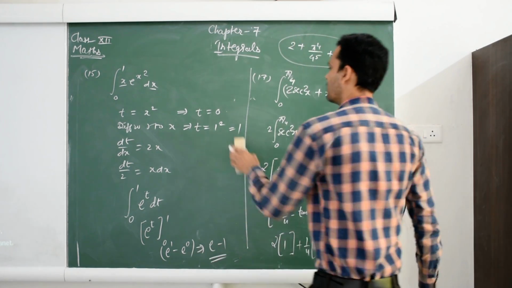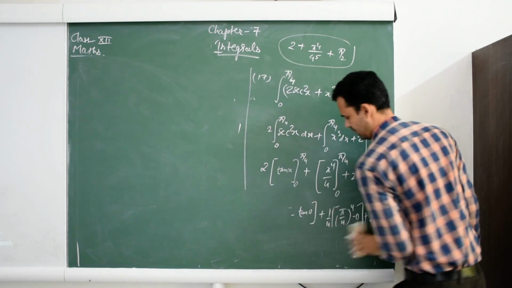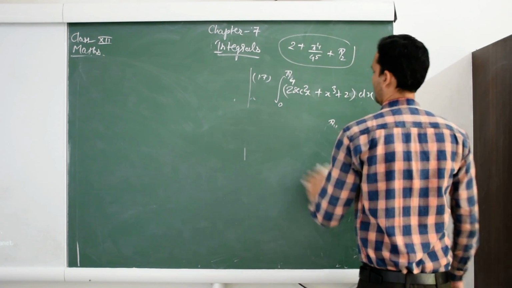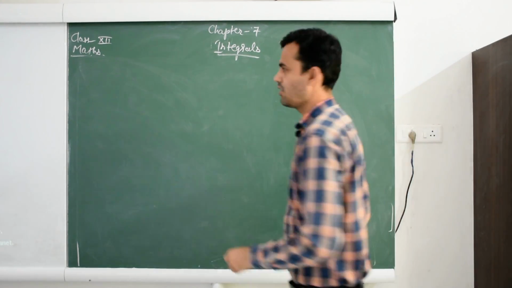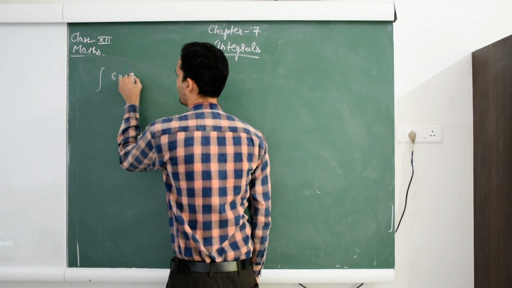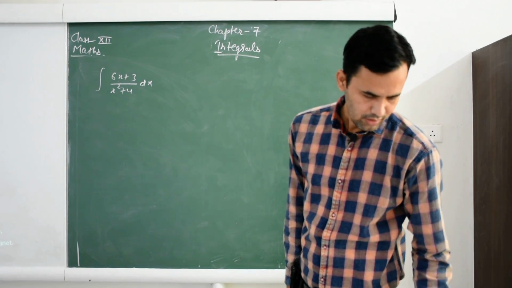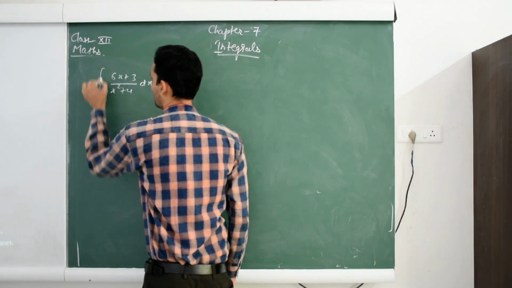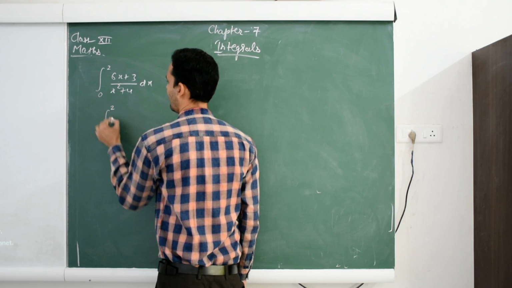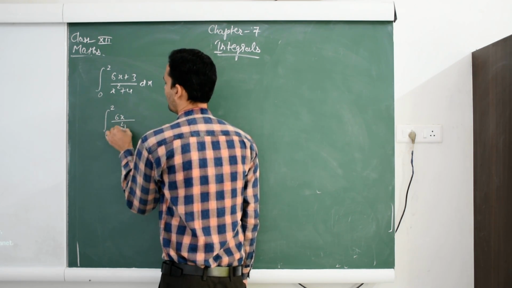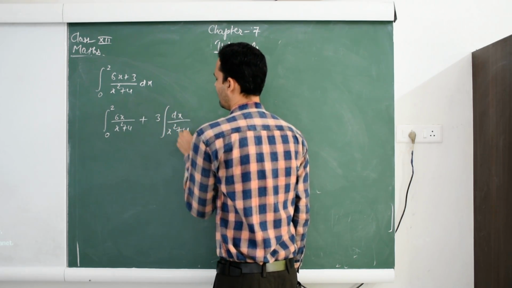Now, question number 19. The next question is question number 19: the integral of 6x plus 3 upon x square plus 4 dx. This is the question, and limits are 0 to 2. So, first we separate it and write this function as 6x upon x square plus 4 plus 3 dx upon x square plus 4.